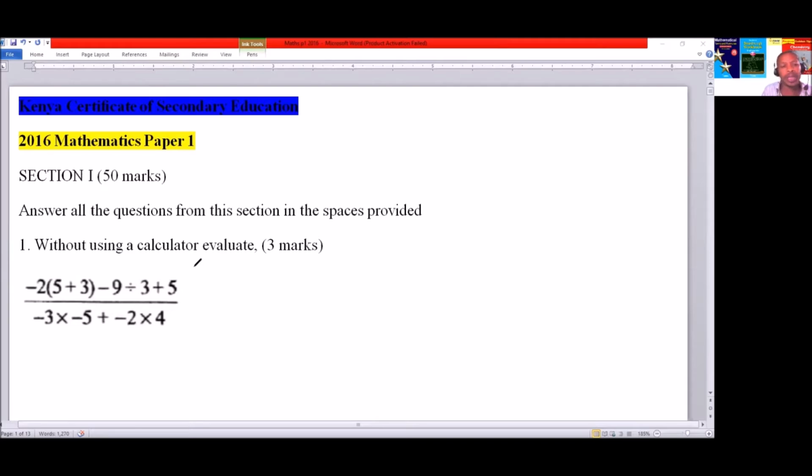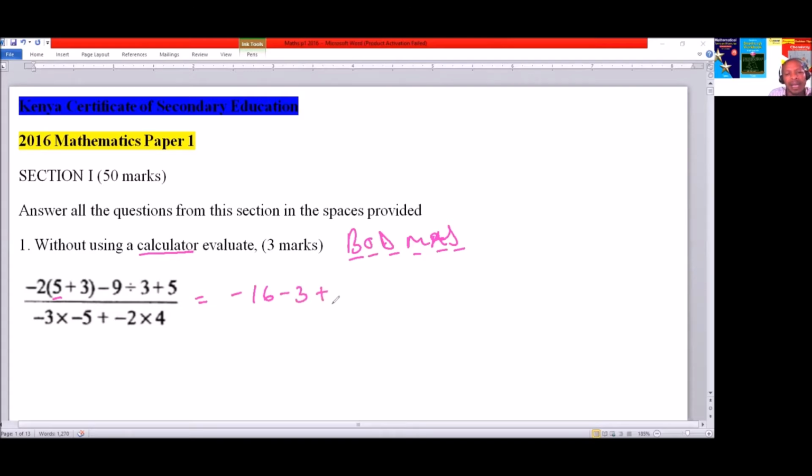The first question, we are told, is without using the calculator. I think we had done this with you, but let me just go through it. Evaluate. When you are told not to use a calculator, don't use one, because the examiner is testing whether you know how to apply BODMAS. BODMAS states brackets, of, division, multiplication, addition, and subtraction, which you learned way back in primary. In the numerator, we have a bracket. We add 5 plus 3, that is 8. You multiply by minus 2, and that gives minus 16. Then we don't have of, but we have division. We divide minus 9 by 3, and that gives minus 3.